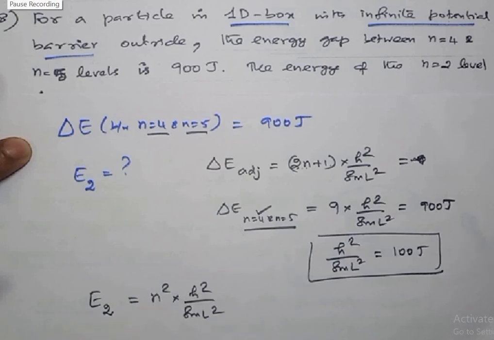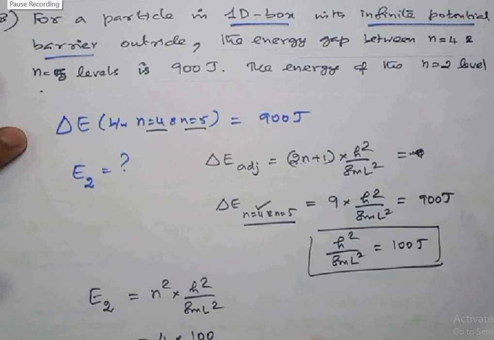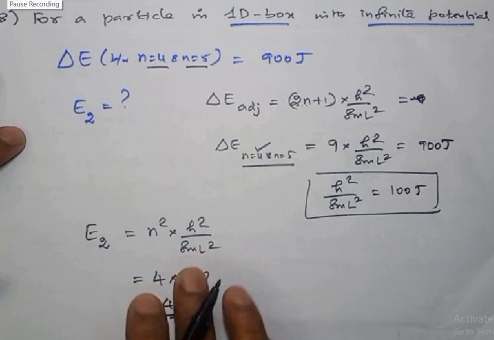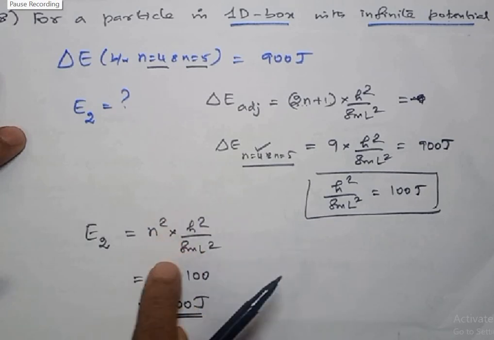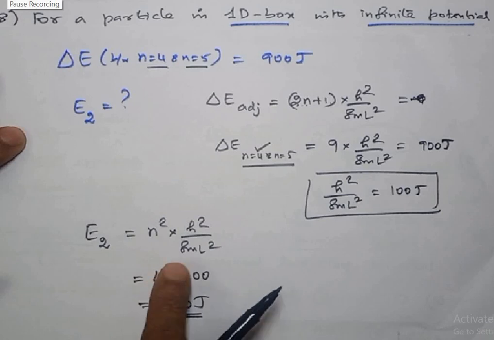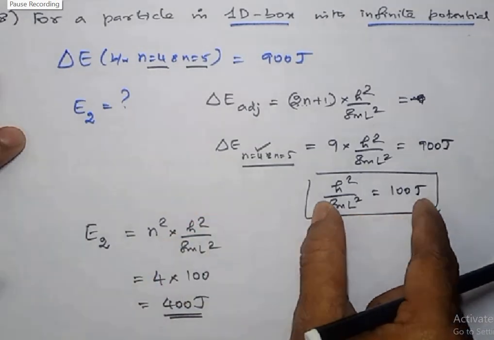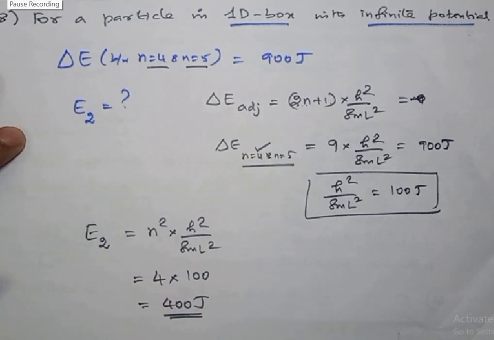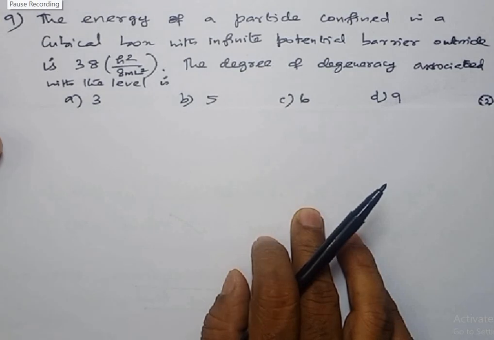The n value is 2 now. So 2 square is 4, h square by 8ml square is 100, so 4 into 100, you will get the answer as 400 joules. Very simple. Take the general formula, put n equal to 2 here, and substitute the h square by 8ml square value we found out. So 4 into 100 is equal to 400 joules.